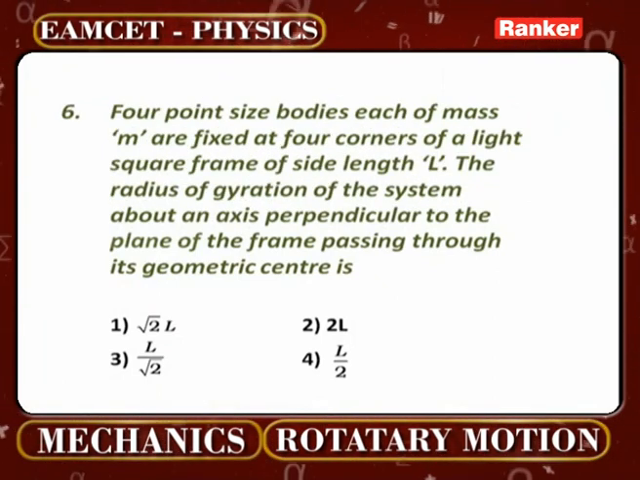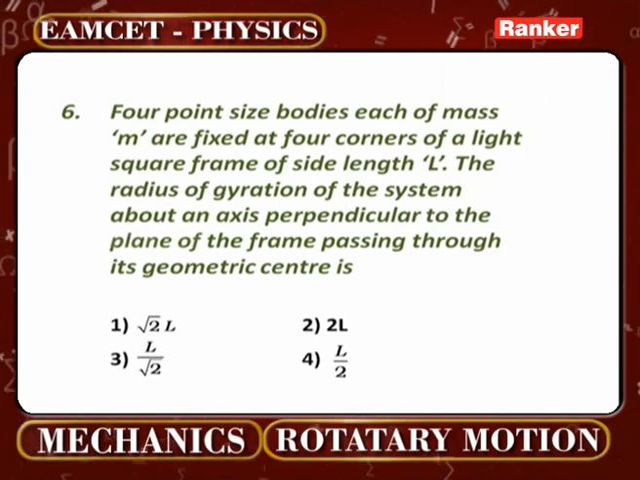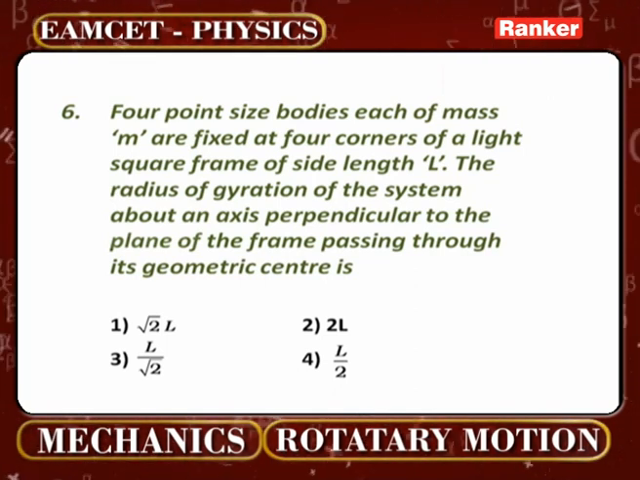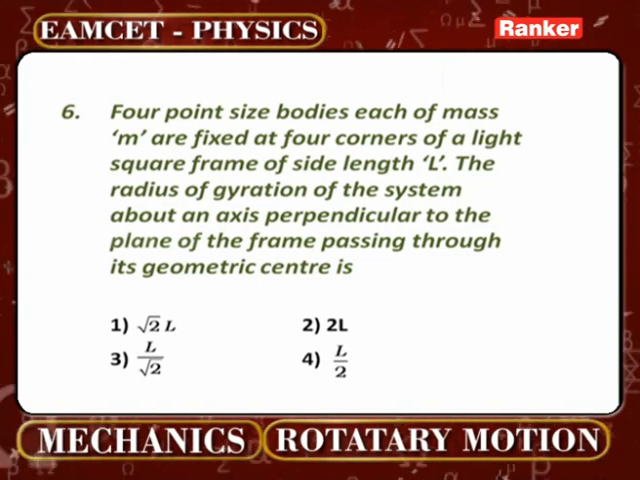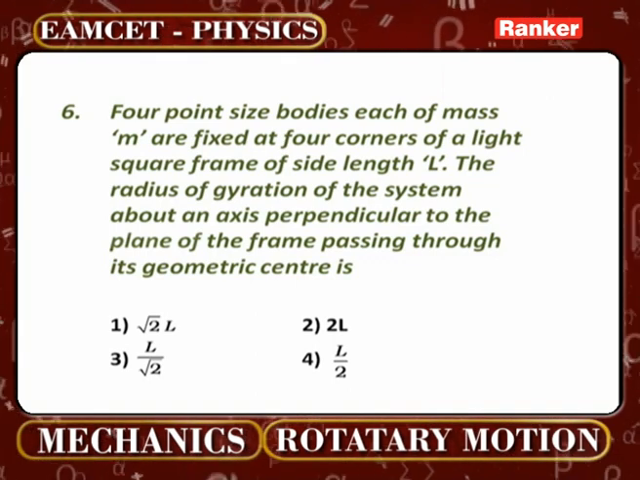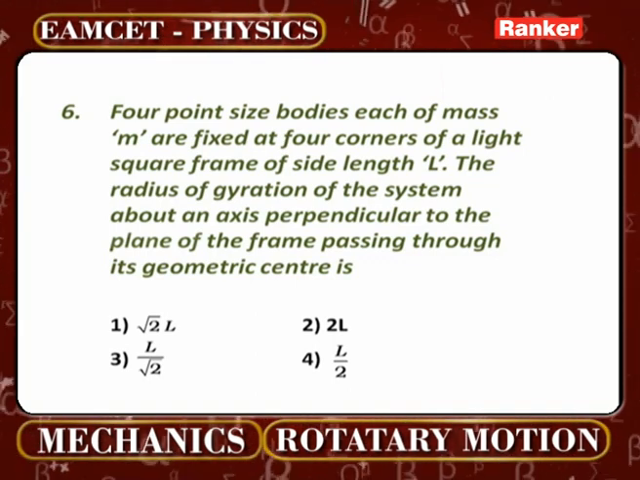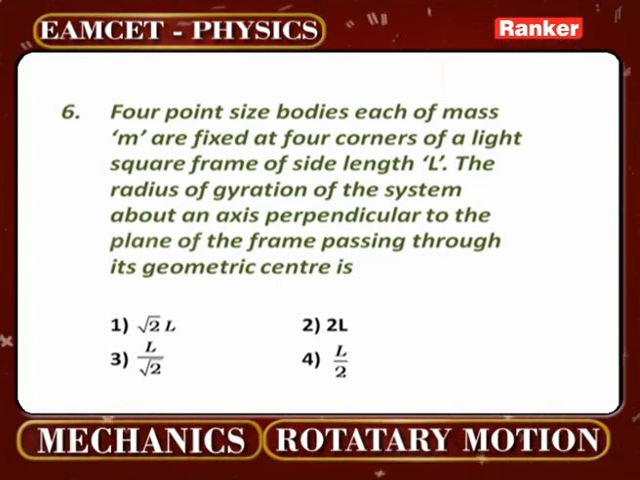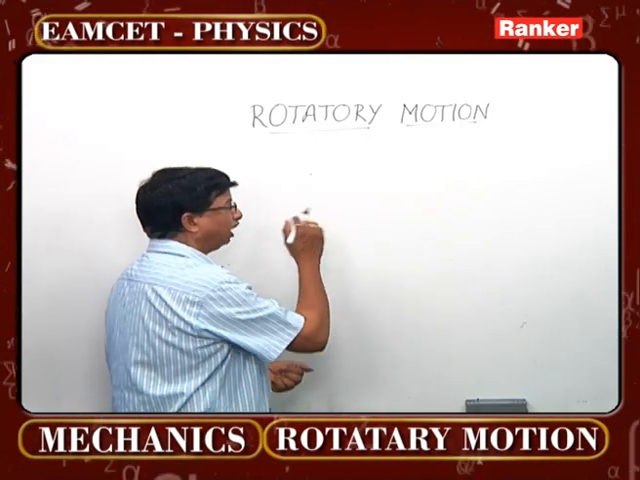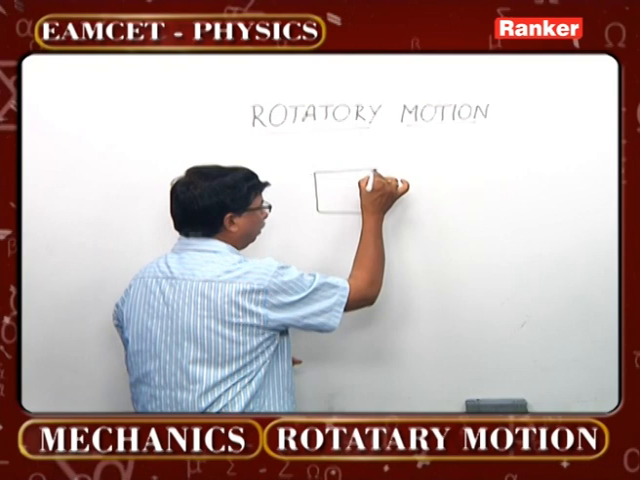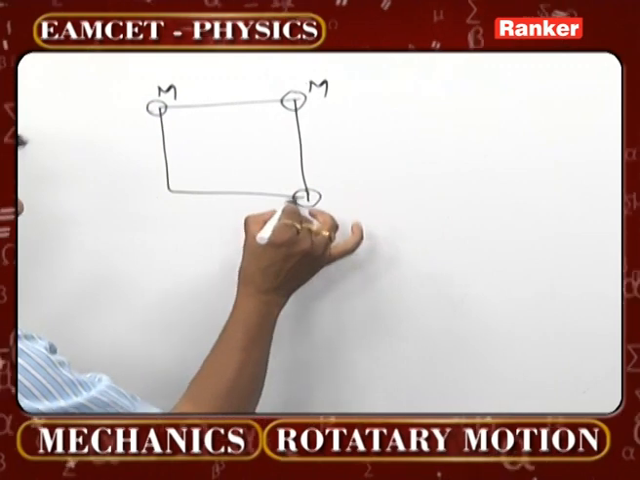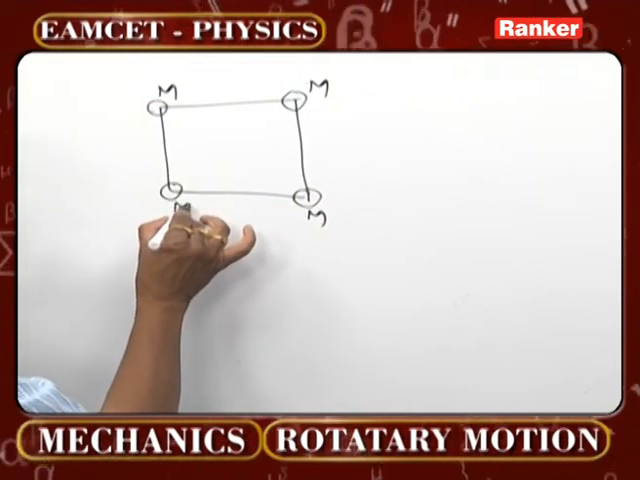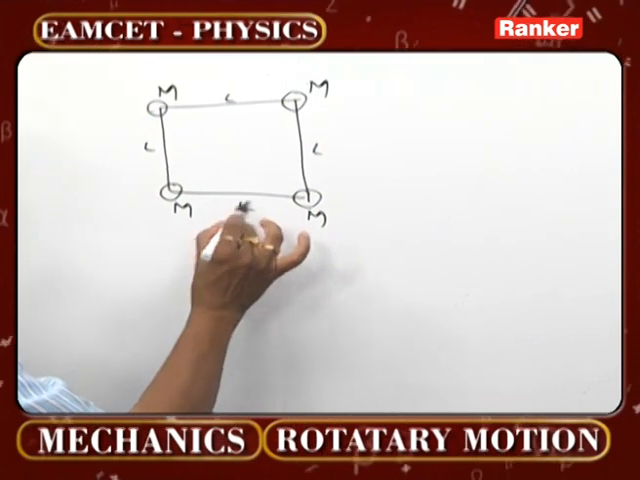4 point sized bodies, each of mass m are fixed at 4 corners of a light square frame of side length L. The radius of gyration of the system about an axis perpendicular to the plane of the frame passing through its geometric center is. In fact, the same question we have dealt with earlier, right? By just calculating what is moment of inertia, we have calculated. 4 bodies like this we have taken up. Each one is of mass m like we have considered. And of course, all the 4 are placed at the corners like this. And length is L of this side, right?